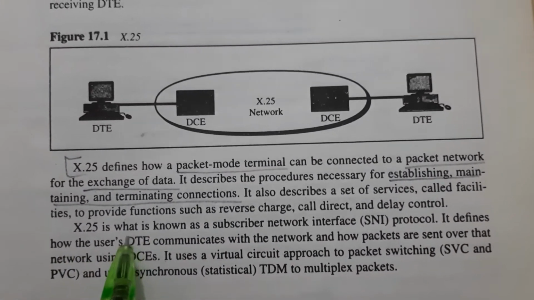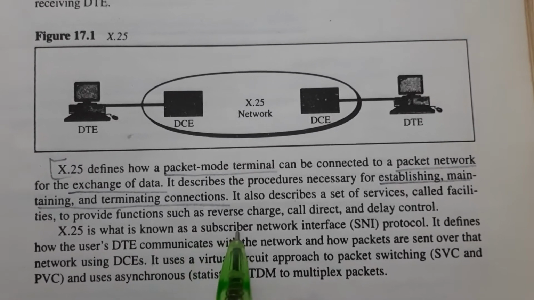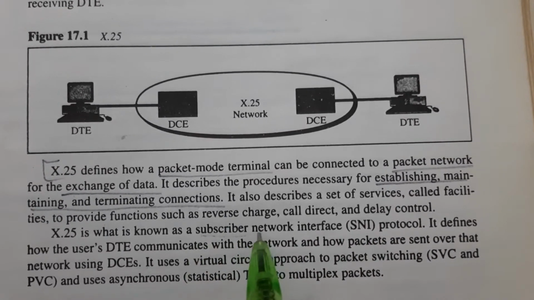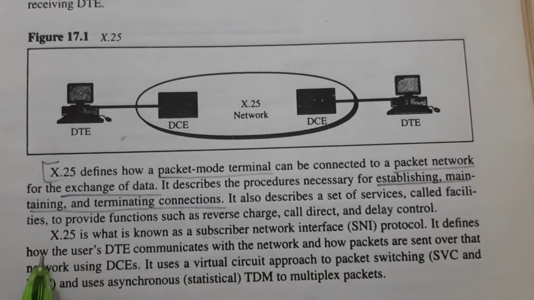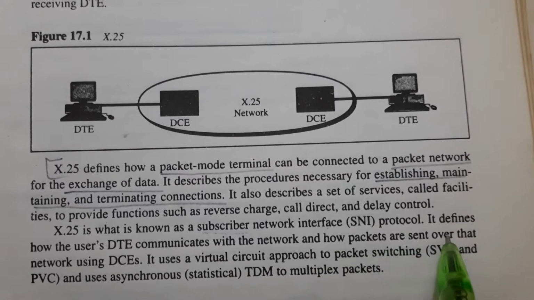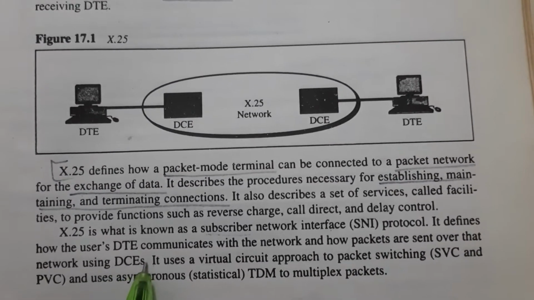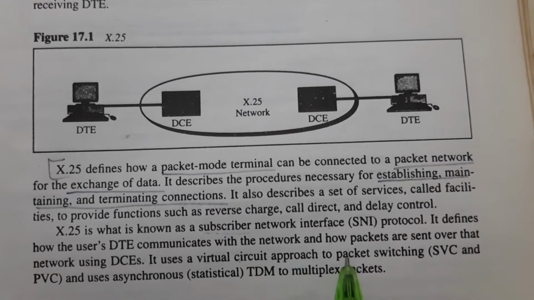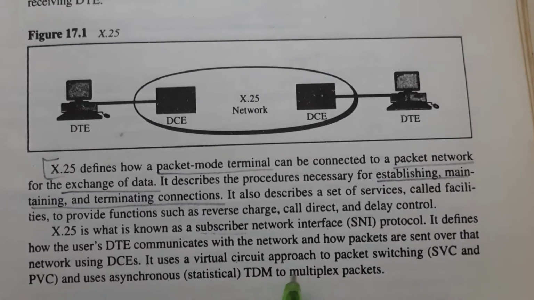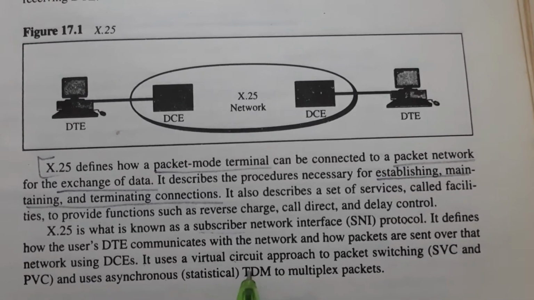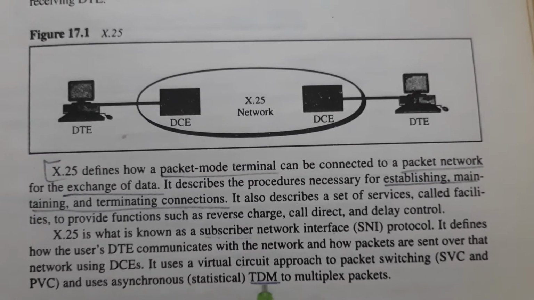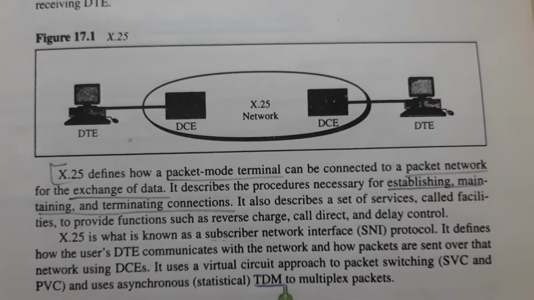And X.25 is what is known as the Subscriber Network Interface, SNI, protocol. It defines how the user DTE communicates with the network and how packets are sent over that network using DCEs. It uses a virtual circuit approach to packet switching and uses asynchronous TDM to multiplex packets. So the multiplexing method used here is TDM, time division multiplexing.